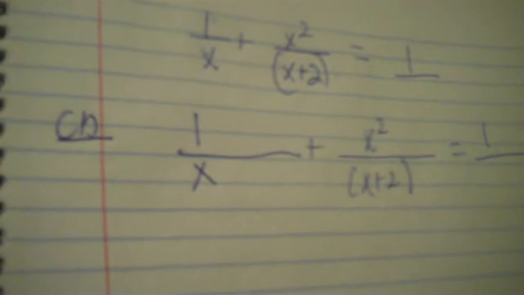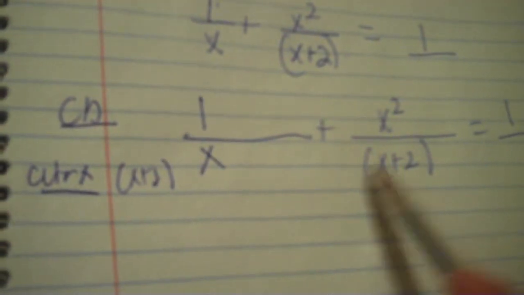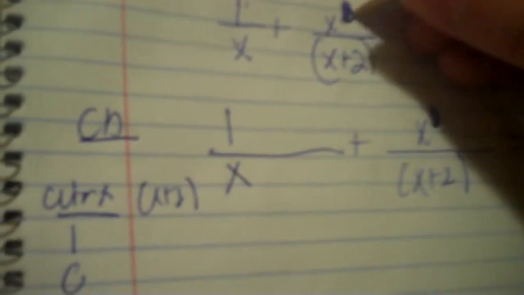All right, common denominator. So what do you have? You have outer x, and you have parentheses x plus 2. So for outer x, I have 1, 0, 1. Hold on a second. Wait a second. That was an x to begin with. My bad. Okay. Sorry about that.